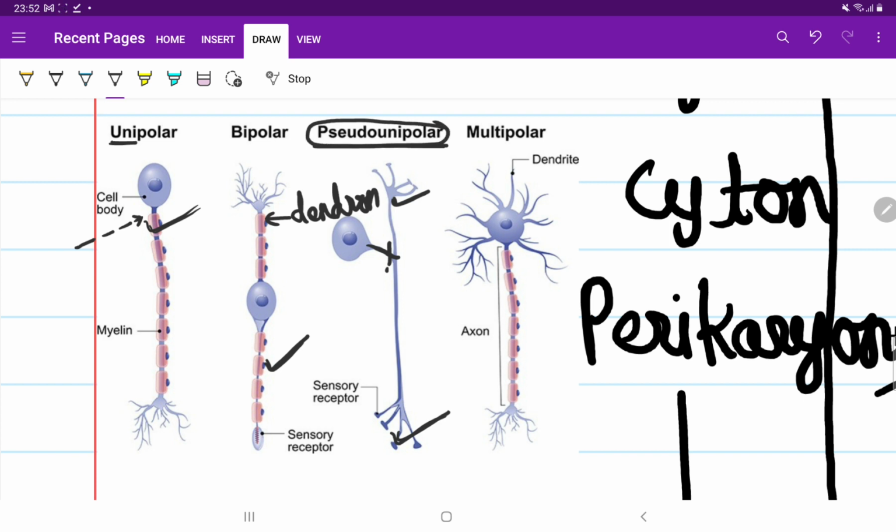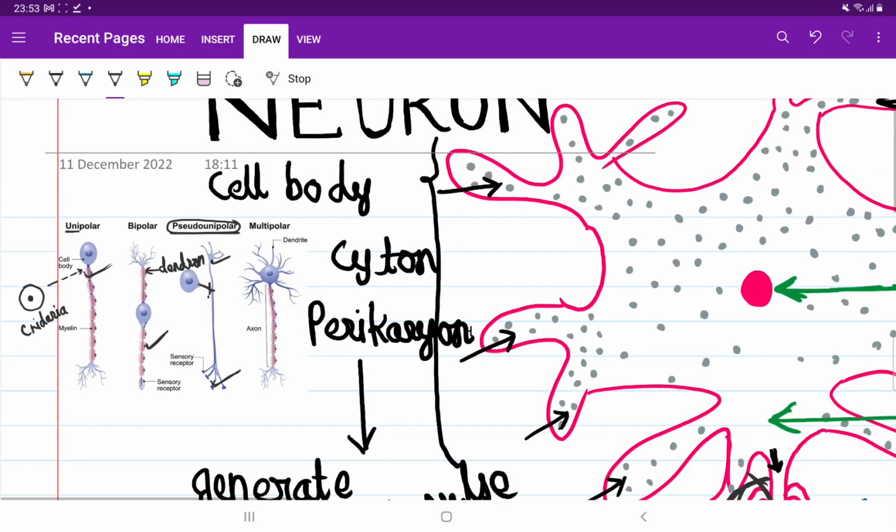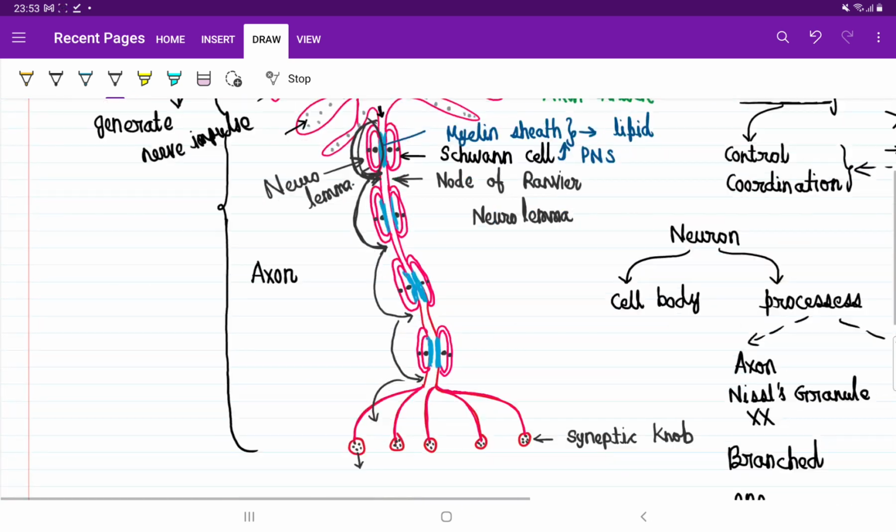And then the next one is the multipolar neuron. A multipolar neuron has many dendrites and one axon. And there is one more type of neuron called the apolar neuron. It has no dendrite and no axon. Okay, so we discussed different types of neuron: unipolar, bipolar, pseudo unipolar, and multipolar. So these are the different types of neuron.